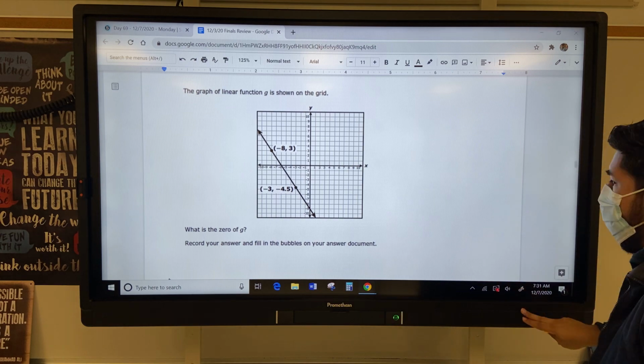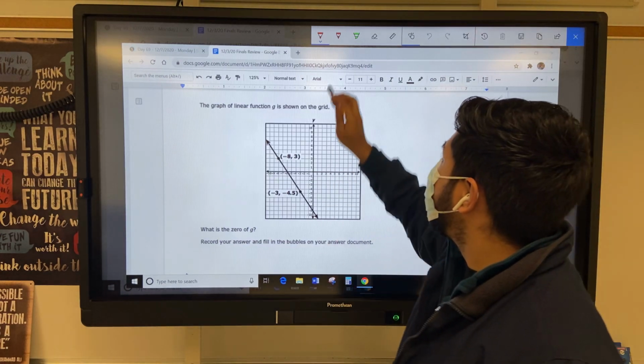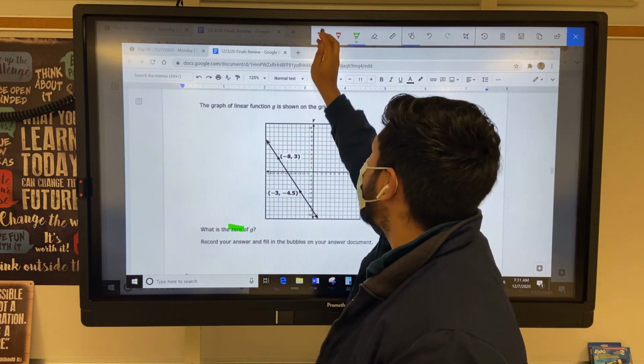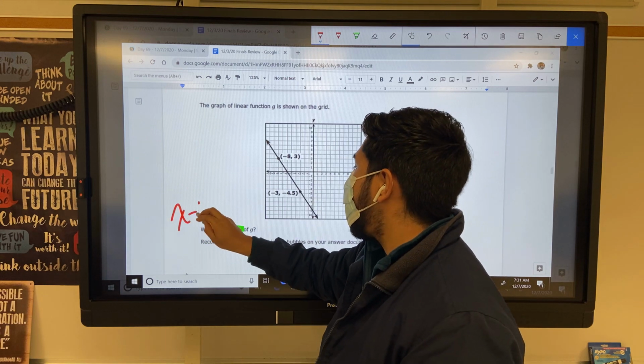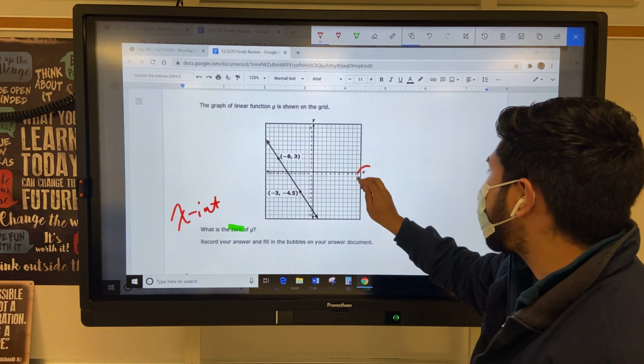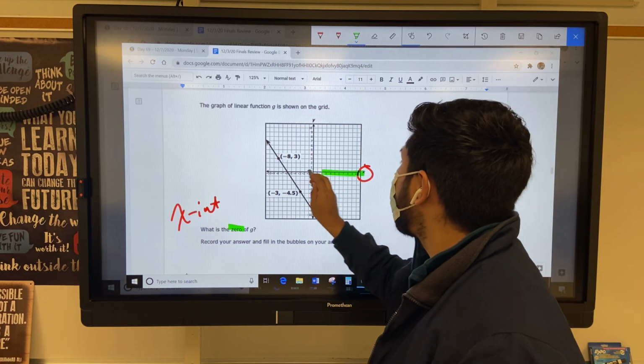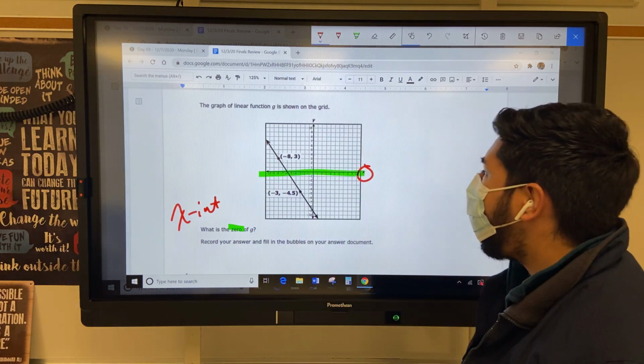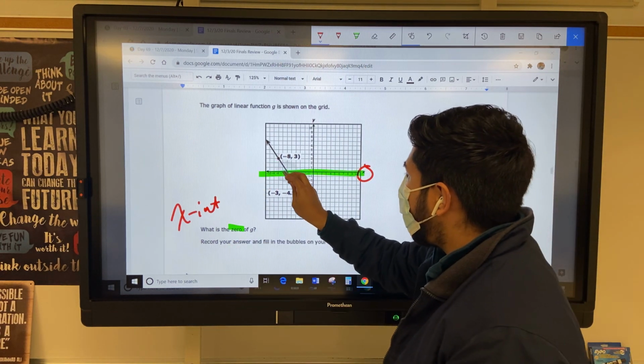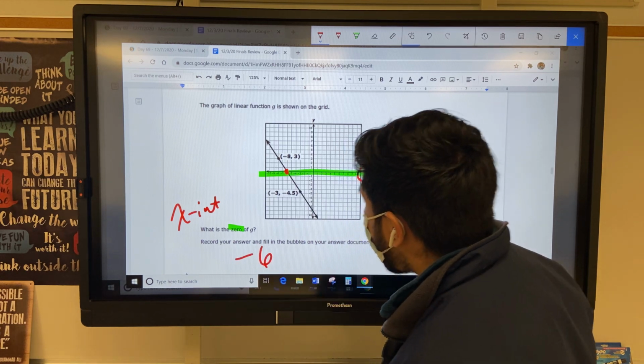What is a 0? I just told you earlier. 0 is the x-intercept, where it crosses the x-axis. Where does the black line hit my highlighted line? -6. Boom.